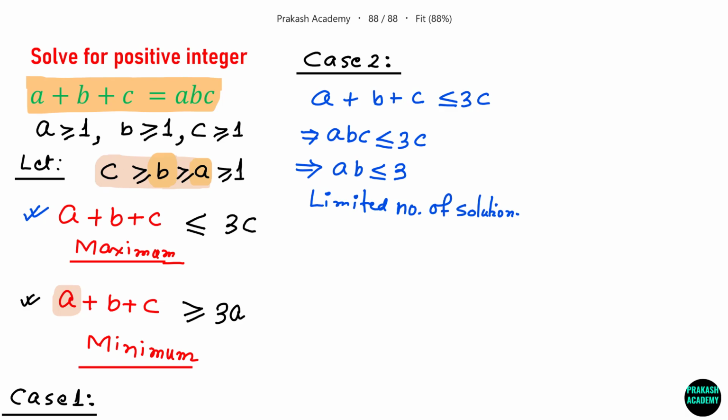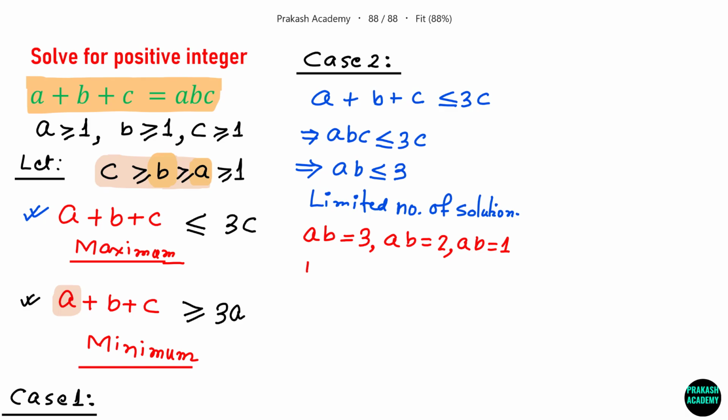So what are the possibilities we can have? AB is less than or equal to 3. This means 3 possibilities. You can have AB equals 3, or you can have AB equals 2, or you can have AB equals 1. Now we will explore these 3 possibilities one by one.